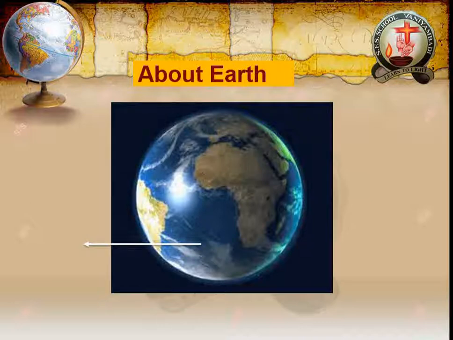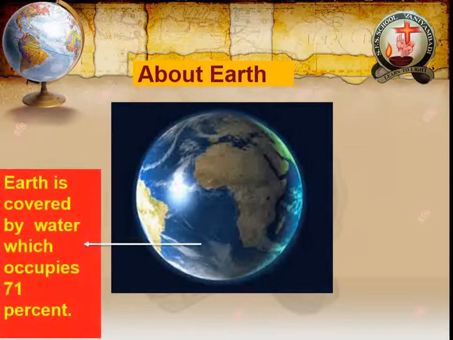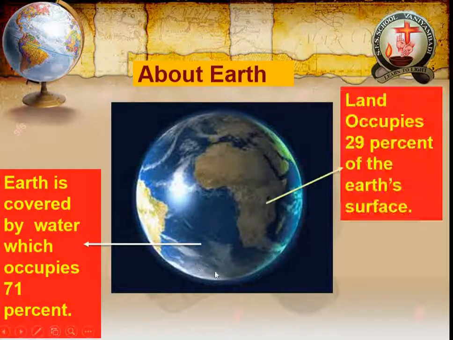So 71% of Earth is covered by water. That's why it is called an ocean planet. Okay, you can see the image here itself. Most of the place is covered with water bodies. So that's why it is called an ocean planet.